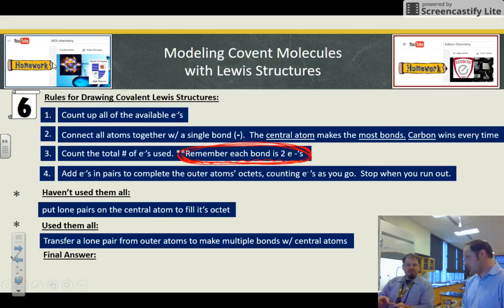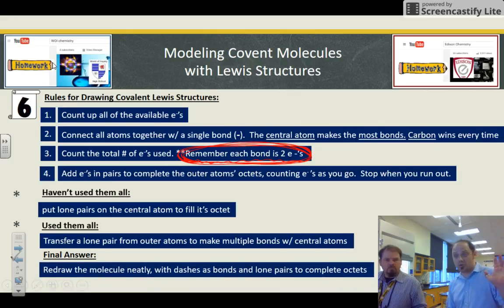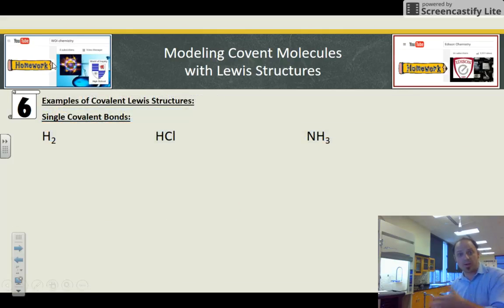We're going to take lone pairs and move them off of the outside atoms into making multiple bonds in the central atoms. We'll show you how to do that when you're all done. Redraw. Now, there's a set of rules, and then there's a visual set that I'm going to also show to you once we get into the thick of it.